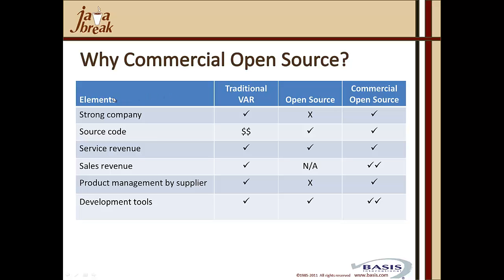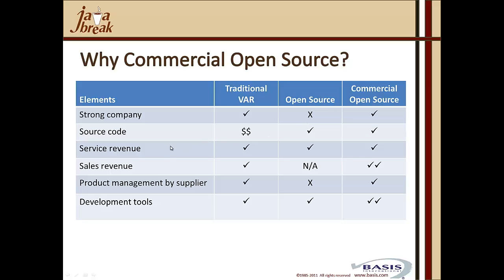Let's look at the elements of a traditional ERP type partner program. You often have a strong company in a traditional VAR environment that is certainly present. Open source is perhaps more of a loosely coupled cooperative effort from various partners with vested interests in the solution. And then in commercial open source, you still have that ownership element by a strong company. The source code in a traditional VAR environment is generally available, or sometimes available, after a significant payment made to the owners of the product. In open source, obviously that source code is available to everyone, and similarly in our commercial open source approach.